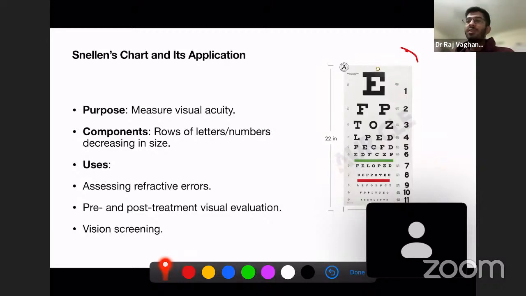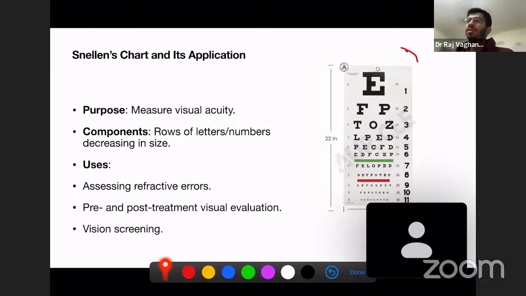It consists of rows of letters decreasing in size. The size of the letters is decreasing. What are its uses? It is used in assessing refractive errors if you're having any myopia or hypermetropia, and for pre and post treatment visual evaluation. For example, if you already had myopia, you got treated by LASIK surgery for that myopia, and you want to again get your visual acuity checked, then you can get it checked by this Snellen's chart. And it is also used for vision screening.